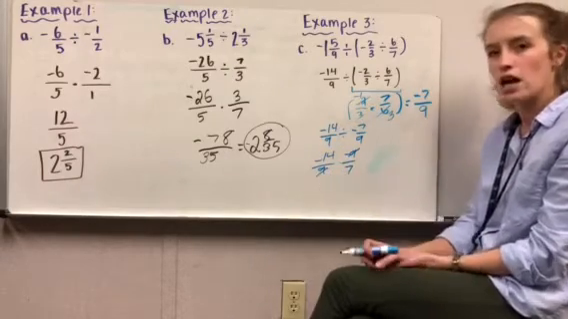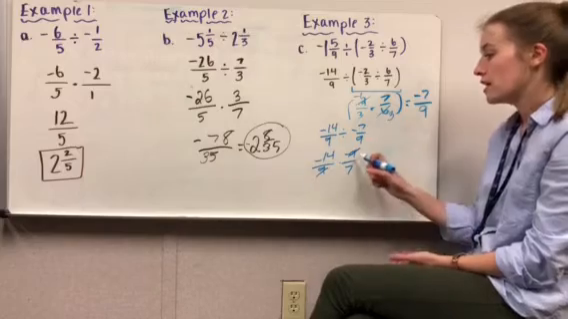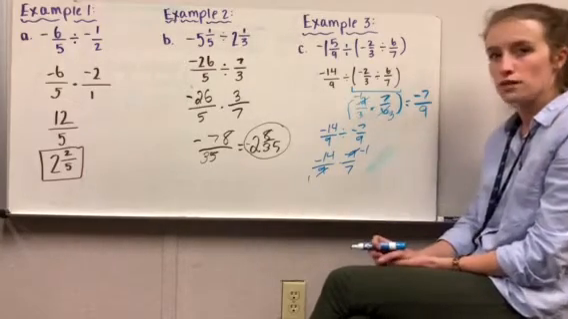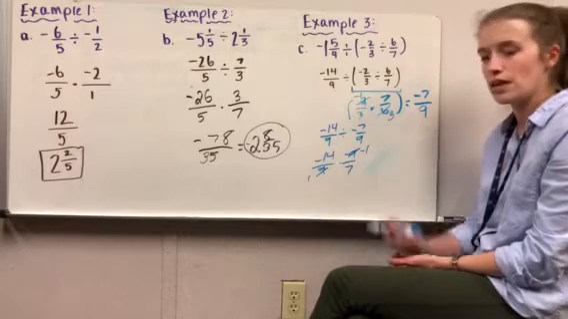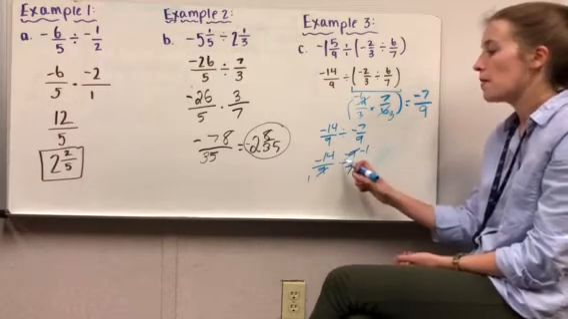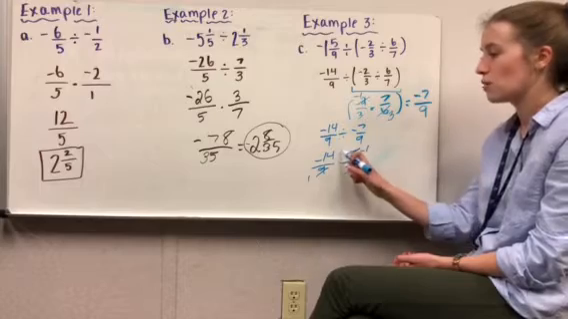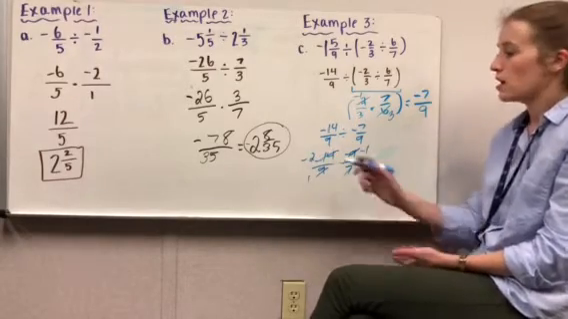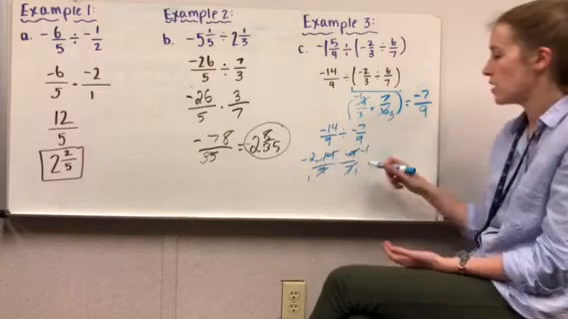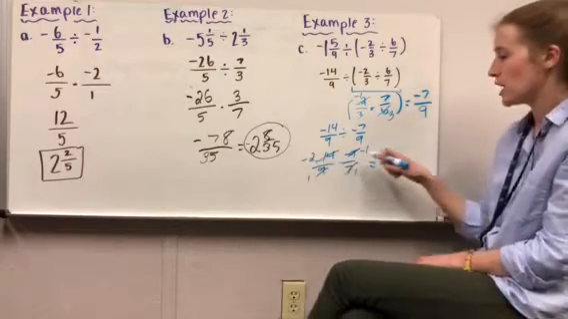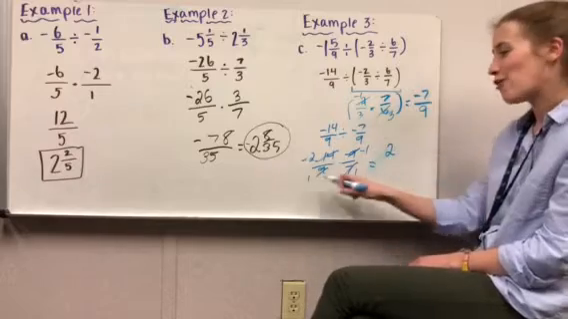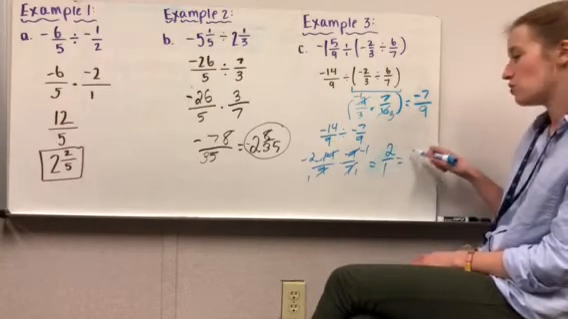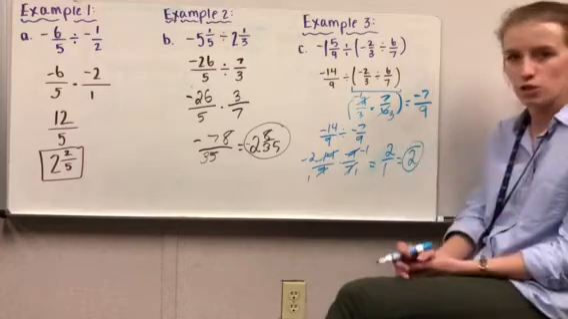Negative 9 and 9 have a common factor of 9. Negative 9 divided by 9 is negative 1. 9 divided by 9 is 1. Negative 14 and 7 also have common factors. 7 divided by 7 is 1. Negative 14 divided by 7 is negative 2. Let's multiply numerator, denominator. Negative 2 times negative 1 is 2. 1 times 1 is 1. Our final answer then is 2/1, which simplifies to 2.